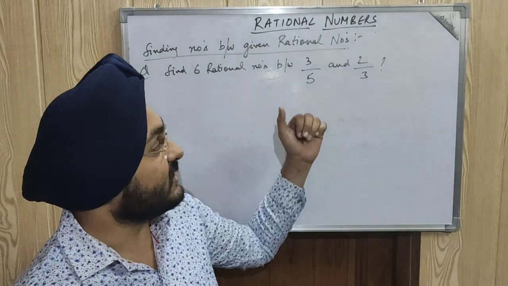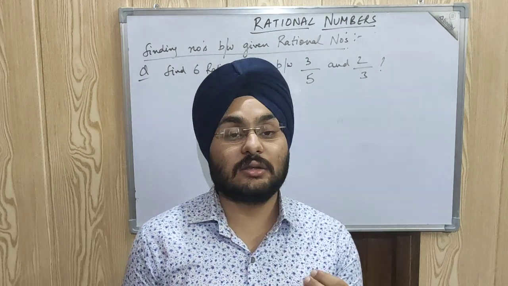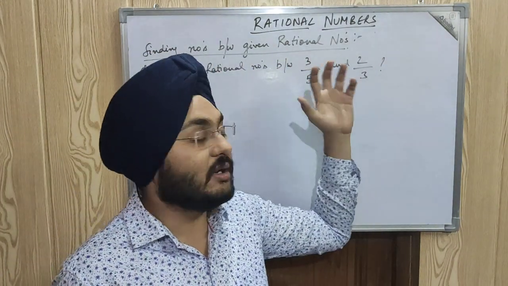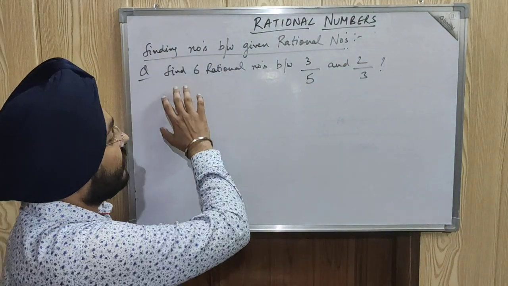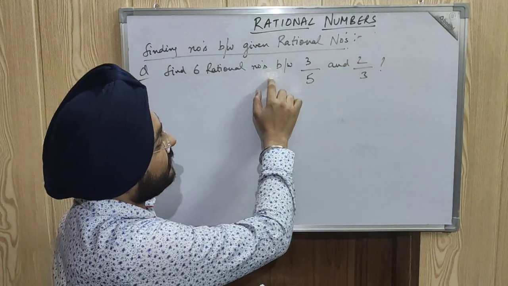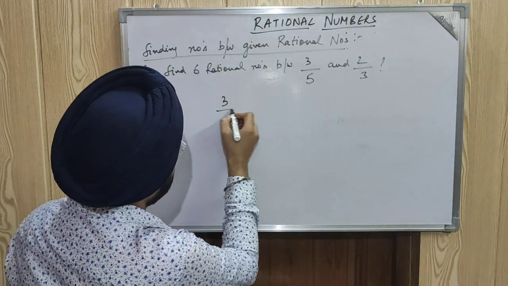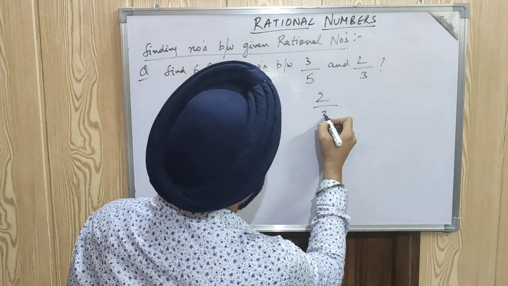So today we'll be discussing how to find numbers between two given rational numbers. So now we have a question here. Find 6 rational numbers between 3 by 5 and 2 by 3. So first I am writing the numbers here, 3 by 5 and 2 by 3.